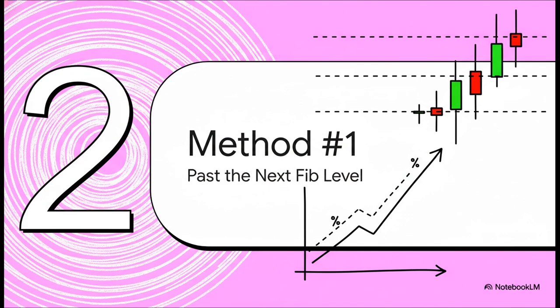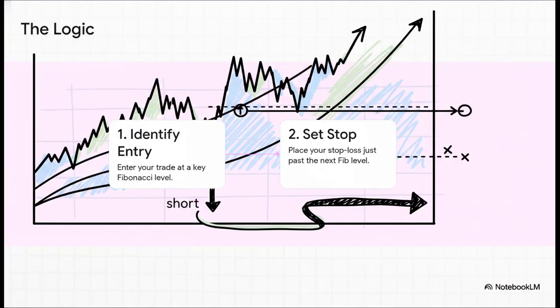Okay, first up we have method number one. This is probably the most straightforward way to do it. It basically uses the fib levels themselves as a roadmap for your stop. The logic here is pretty simple. If you trust a certain fib level enough to get into a trade, then the very next level should be your "uh-oh, I was wrong" point. It's your line in the sand.